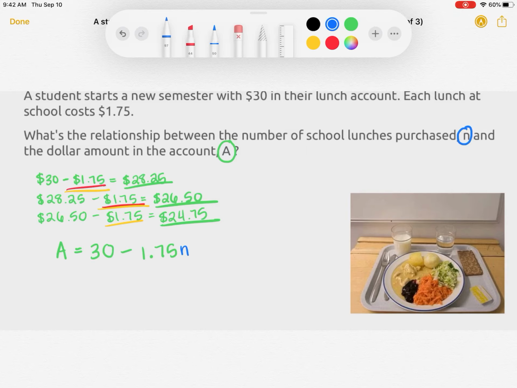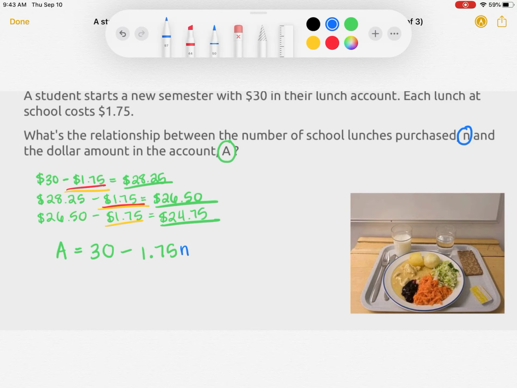Okay? So repeated subtraction, subtracting something multiple times, tells me to multiply. It's like we talked about with addition. If I'm buying a mask that costs $5 400 times, I can add 5 400 times, or I can just multiply 400 by 5. This is the same thing. I can keep wasting my time subtracting 1.75 multiple times, or I can just multiply 1.75 by however many times they're buying that lunch that costs $1.75, which is n times.